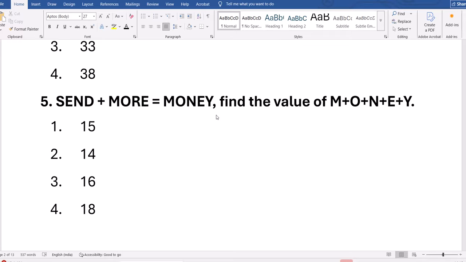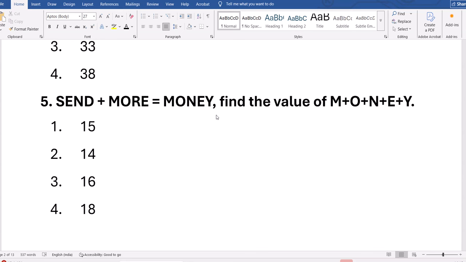And SEND is a 4-digit number. Don't say the S value is 0; a 4-digit number cannot start with 0. That's one condition. By default, they don't mention it in the question, you have to understand that. These are the rules, that's why I'm telling you before itself. You have to consider that no number starts with 0. S is not 0, M is not 0. 4 letters means a 4-digit number, 5 letters means a 5-digit number. That's one thing you have to know.